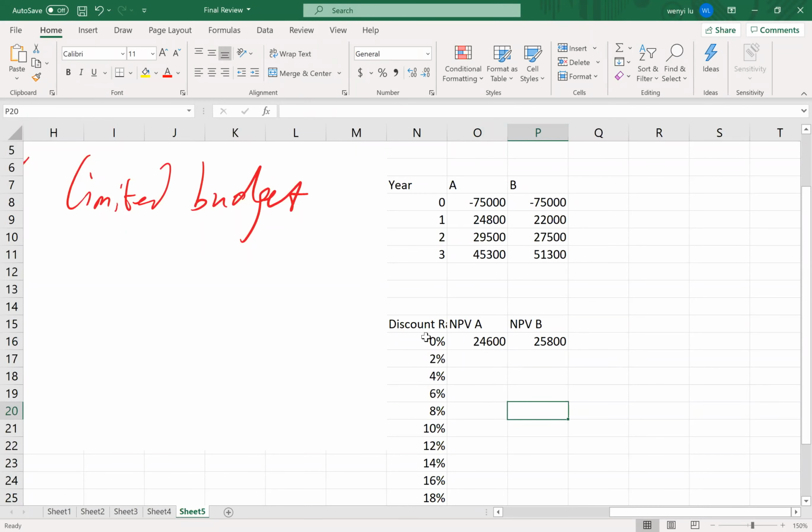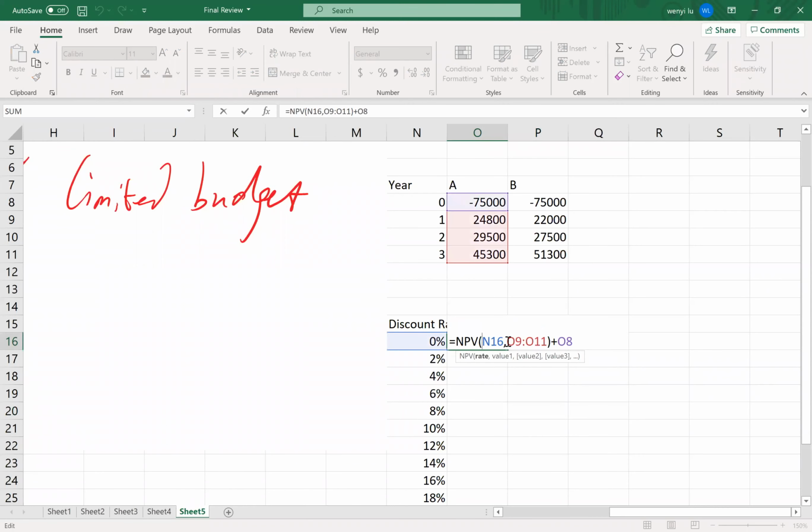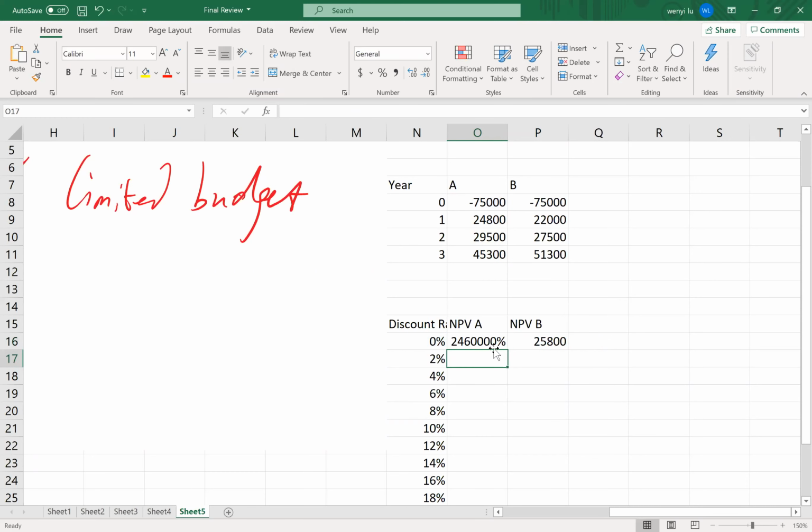How about if we increase the discount rate? How about if our cost of capital is increasing? What happens to NPV? Let's say the other discount rates. So we will anchor what? We will anchor the same cash flows. So we just use the dollar sign to anchor the whole cash flows column for the calculations. We use the same cash flows columns. Use the dollar sign. So this should be the percentage numbers. So we will drag this one down.